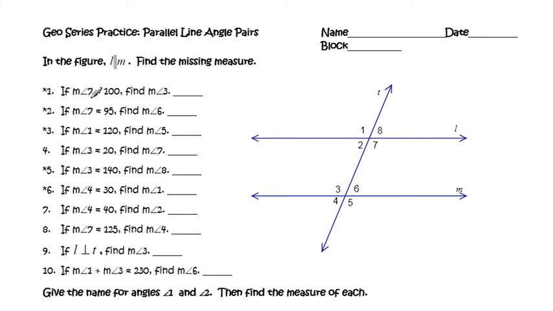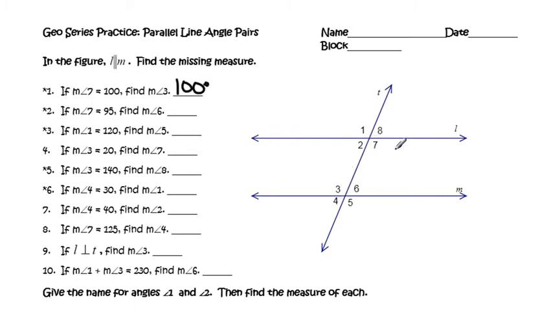Number 1, if we're given that the measure of angle 7 is 100 degrees, to find the measure of angle 3, we first have to identify what kind of angles 7 and 3 are. 7 and 3 are alternate interior angles because they form a Z. And when the lines are parallel, alternate interior angles are congruent. So angle 3 would be 100 degrees.